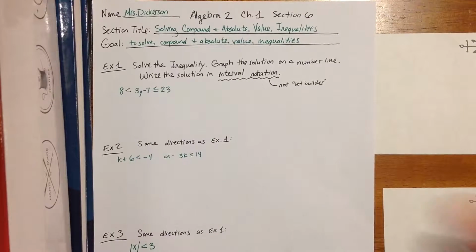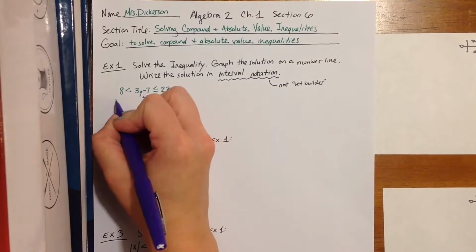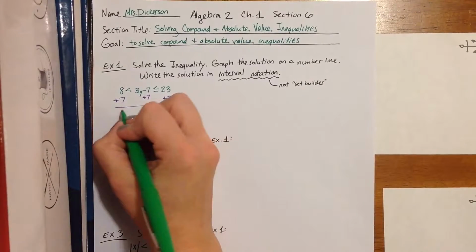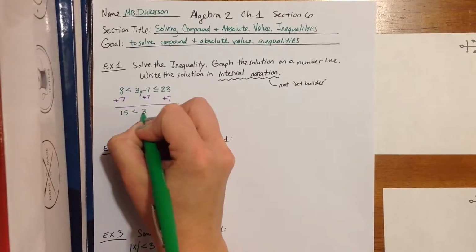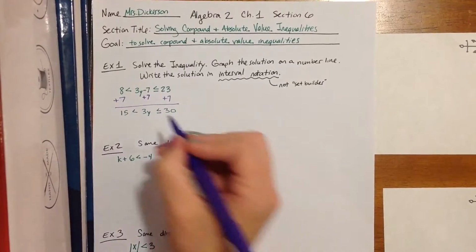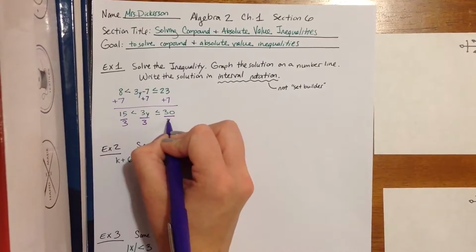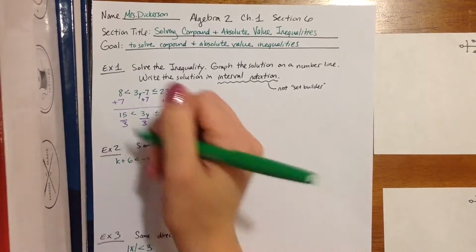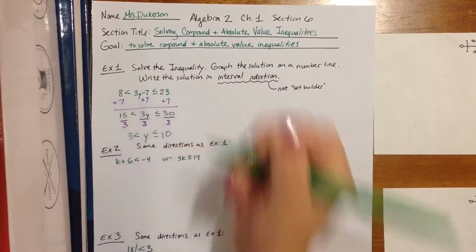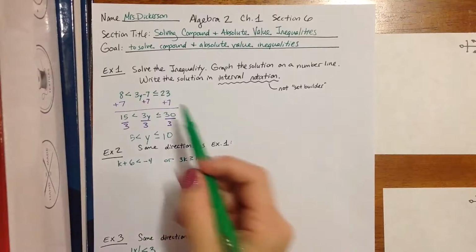So here we go. Same rules though. First thing I'm going to do is add that 7. But if I add 7 in the middle, I must add 7 on both sides as well. So I get 15 is less than 3y is less than or equal to 30. Then I'm going to divide by 3, but if I divide by 3 in the middle, I must divide by 3 on both sides as well. So my final answer is 5 is less than y is less than or equal to 10. So y is lying between 5 and 10. That's one way to do it, where you just keep it all together.